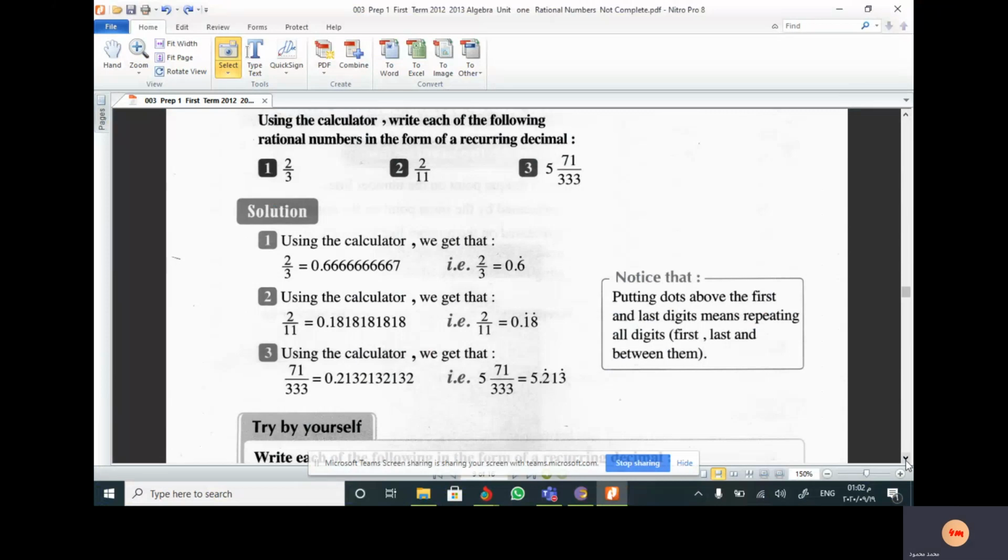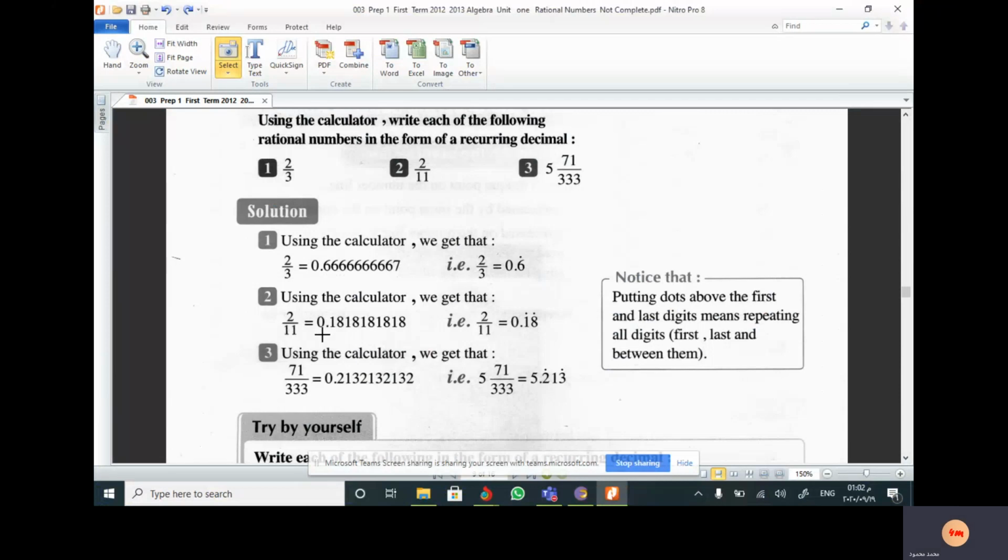You can use the calculator to change a fraction or rational number into a recurring decimal. If you put 2/3 on your calculator and press equal, you will get 0.666 and so on. It will be 0.6 with a dot over the 6.